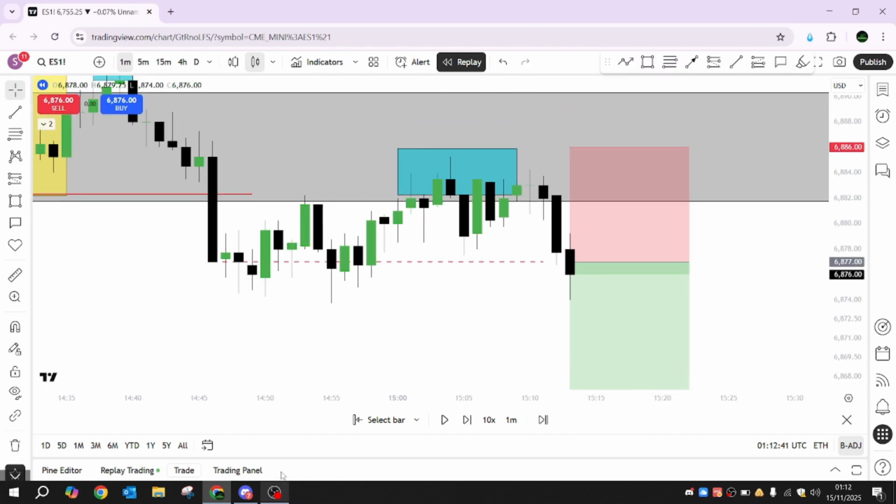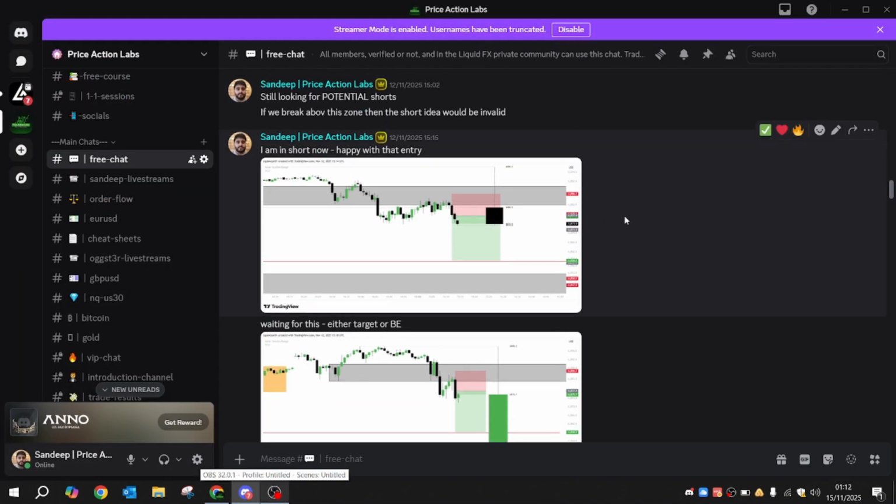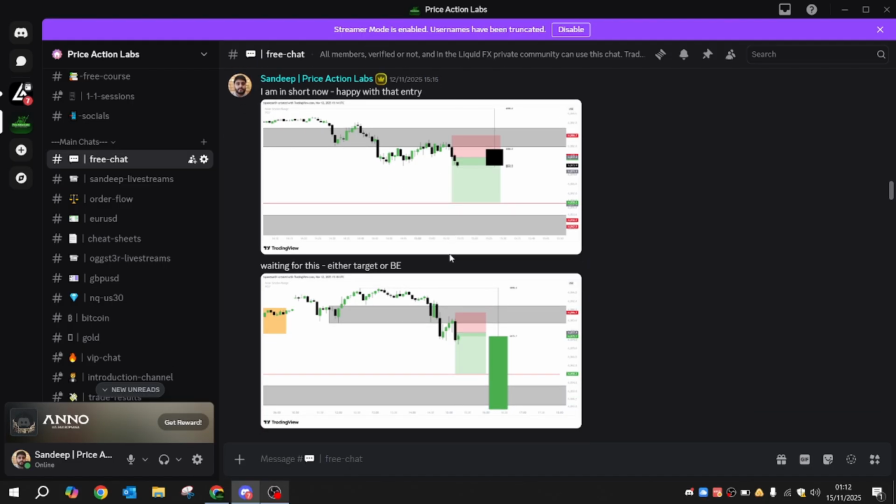So now, I'm just going to be breaking down the entry. What makes this entry valid? I entered this probably at around 10 Eastern. I'm in the shorts, happy with that trade.